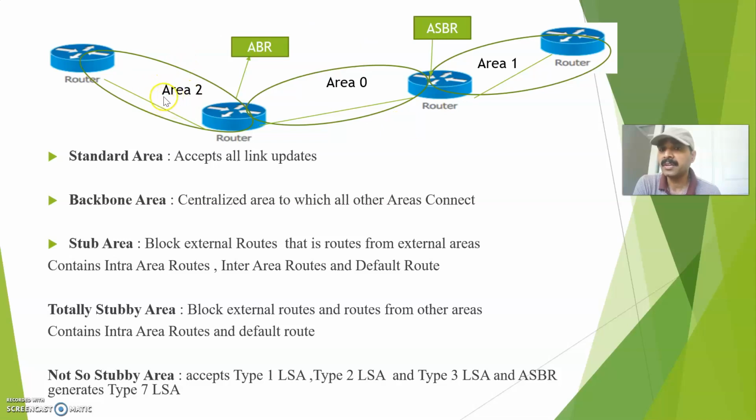So what information does it contain? Intra-area routes, that's the routes within an area, and a default route. And what about a not so stubby area? It contains the type 1 and type 2 LSA. And also in this case, the ASBR generates a special kind of LSA, which we call a type 7 LSA. So that is what we call a not so stubby area.